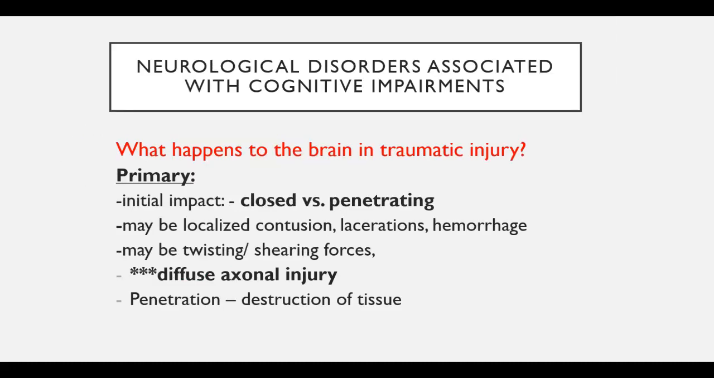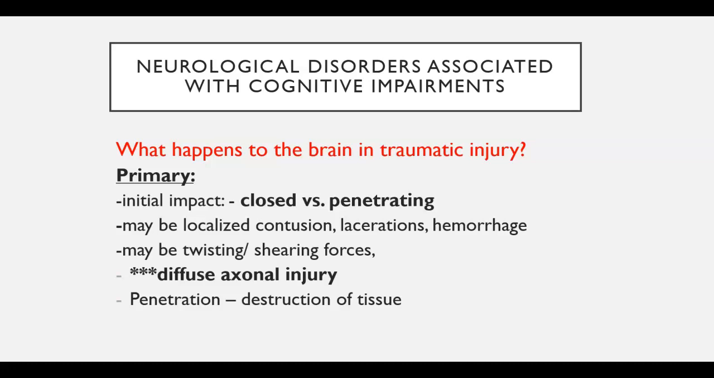So with this primary thing, as I mentioned, that's the initial impact, and it can be closed or penetrating. So as I mentioned, you see different examples there. So a gunshot wound would be penetrating. Closed would be if there's an accident and the head hits the dashboard or the airbag. There could also be twisting or shearing forces. So it may not be a shaking front to back.